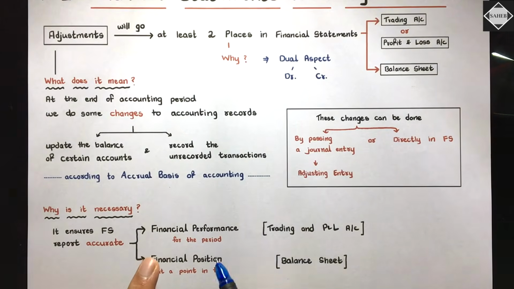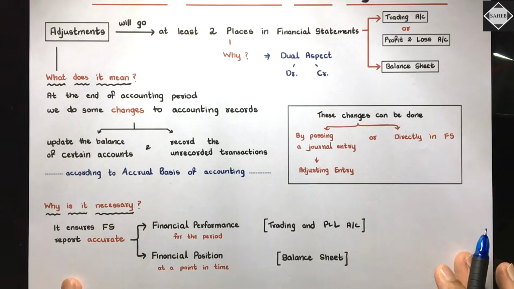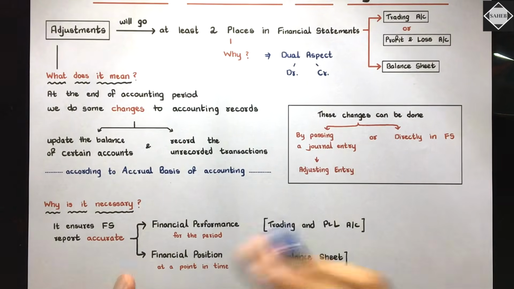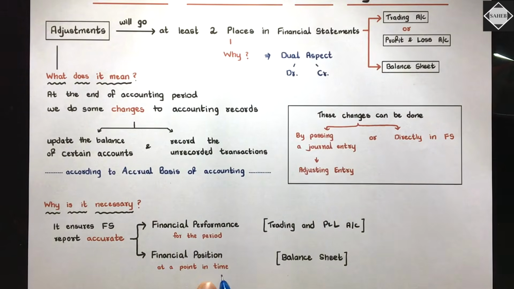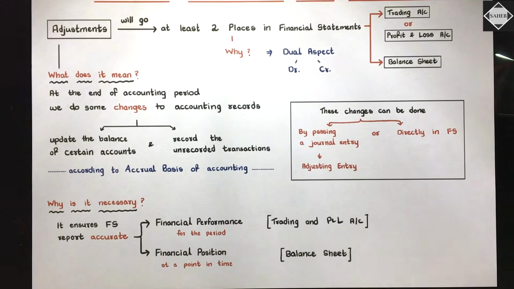The profit or loss that is made by your business is accurate according to the accrual basis of accounting, and your financial position, how many assets, liabilities, equity, capital you have at a point in time. Fine. And financial performance you find in the trading and P&L account, and financial position in the balance sheet, right? This is the concept of this chapter.